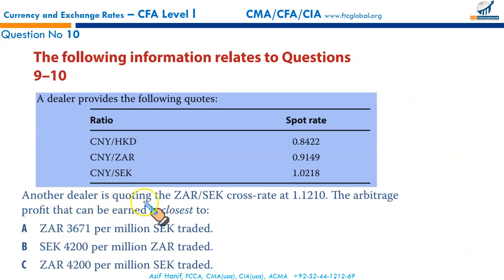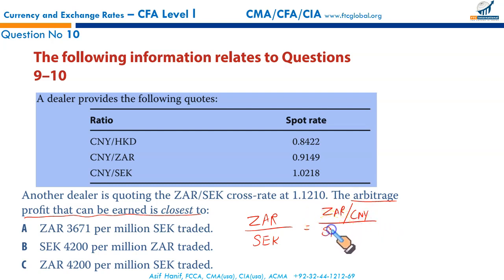Then another dealer is quoting the South African rand per Swedish krona at 1.1210. The arbitrage profit that can be earned is closest to. First of all, let us see the cross rate. Through the numbers given, we'll do the same thing. ZAR per Chinese yuan, and then Swedish krona.